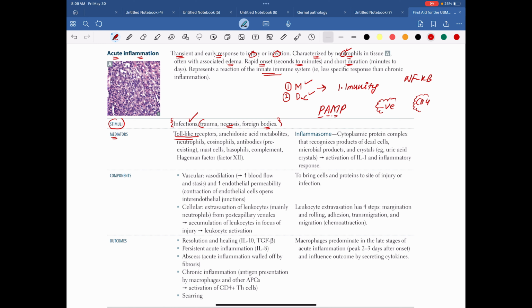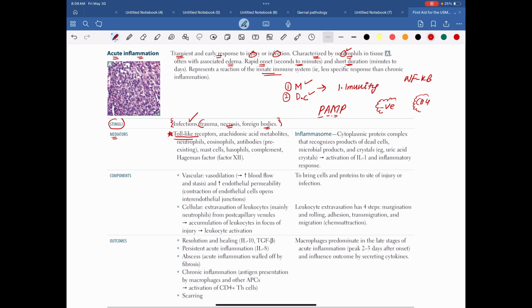So let's take a quick review. First of all, you guys have to remember what toll-like receptors are. These are the mediators of acute inflammation. Where are these toll-like receptors present? These toll-like receptors are present on the cells of the innate immune system like macrophages and dendritic cells. Then what is the function of these toll-like receptors? Basically these toll-like receptors, you guys have to remember, are activated by pathogen associated molecular patterns like PAMP. And what is an example?